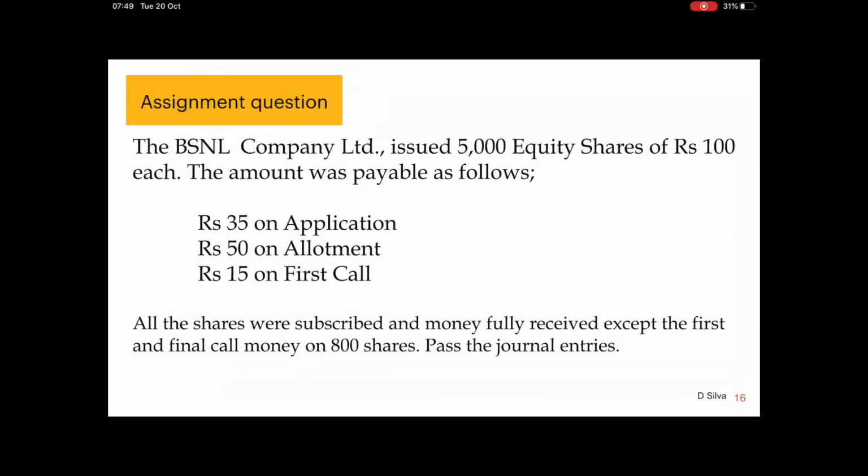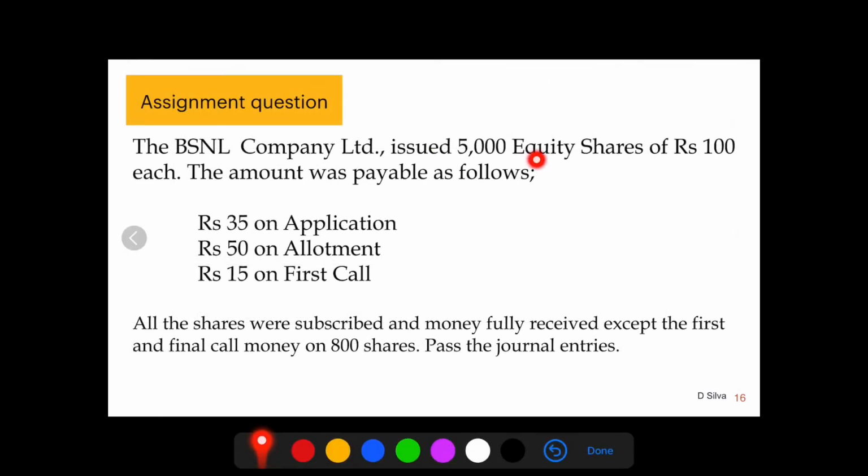This is your assignment question, students. The company is issuing equity shares. So please mention the word equity in front of shares. Find out whether the share is being issued at par or not. This is just similar to the solution which I have just worked out, where you are not receiving the money on first and final call. So as per this question, on first and final call, on 800 shares, you are not receiving the money. Work out the solution.